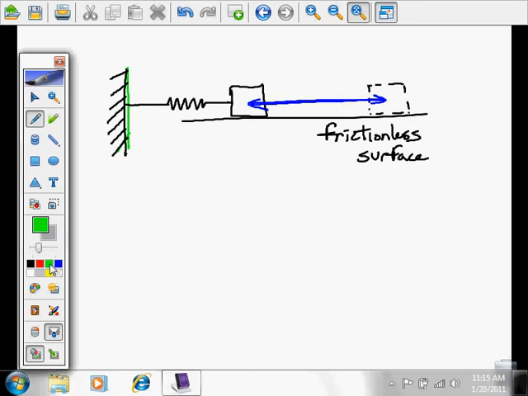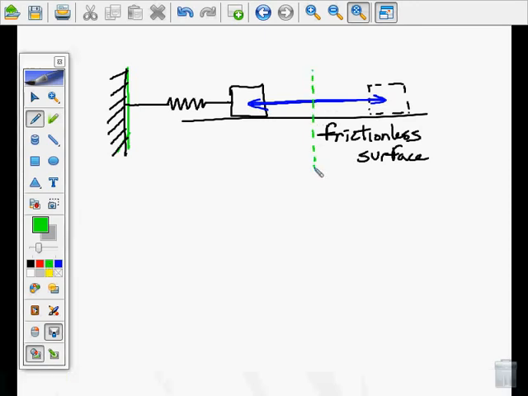So this here would be the middle equilibrium point. And let's say that when the mass is here at the equilibrium point, that's when the spring is at equilibrium. So over here, the spring is compressed. And when it's over here, the spring is stretched out. But when it's right in the middle, the spring is neither compressed nor stretched out. That's its natural length.